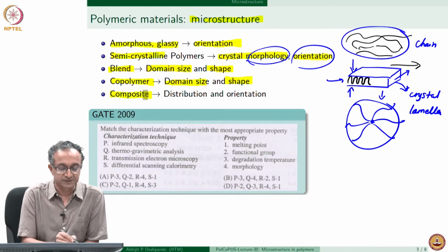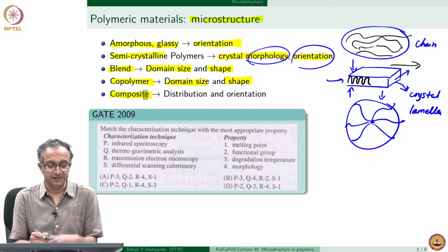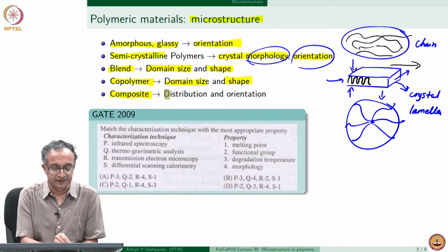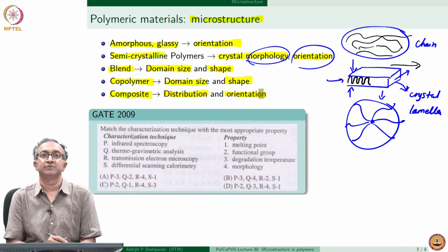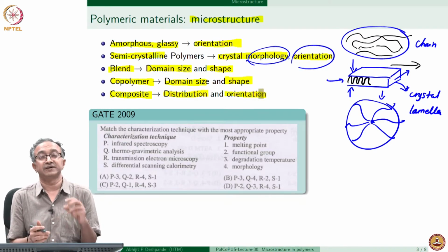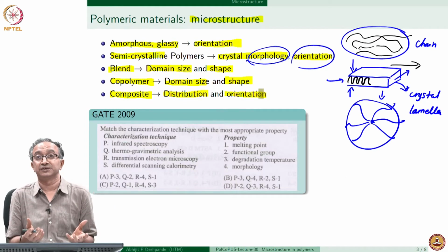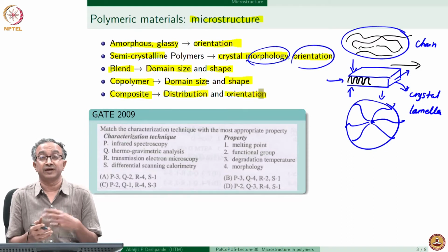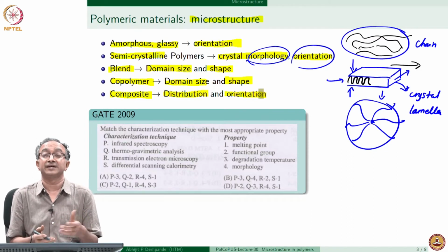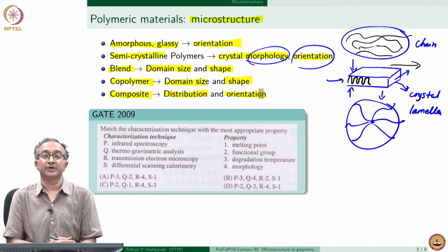In case of a composite, when we add either a particle or a fiber or a fabric, then basically the distribution and orientation of fibers is important. If it's a spherical particle, then of course only distribution is important, because it's a spherically symmetric filler. But in case of fibrous or any other disc-like object, any object which itself is anisotropic, we will need to look at the orientation in the final polymer composite part.